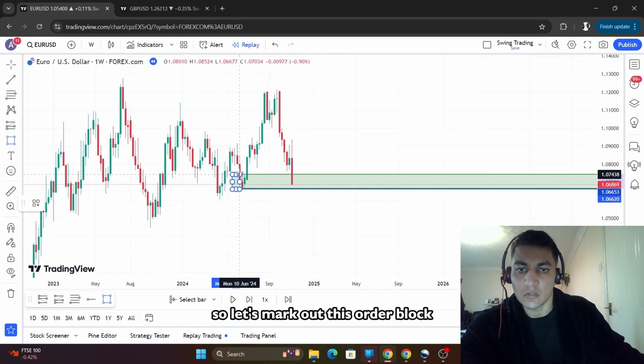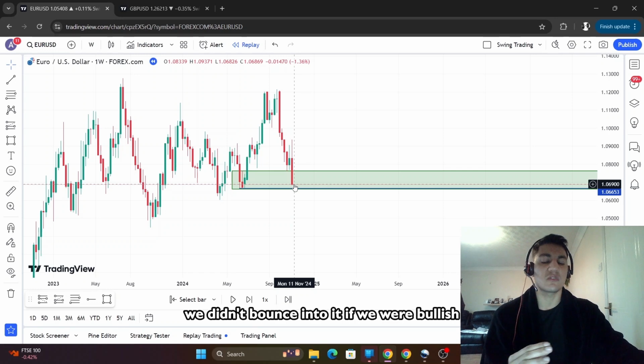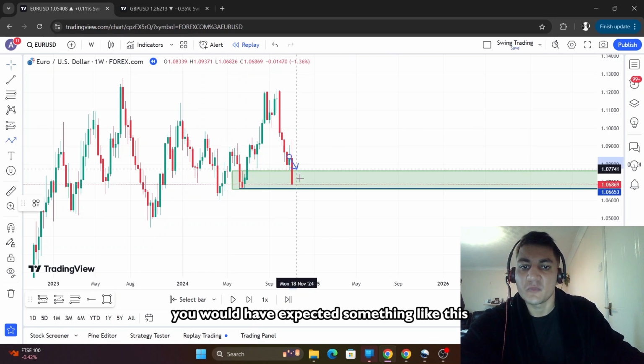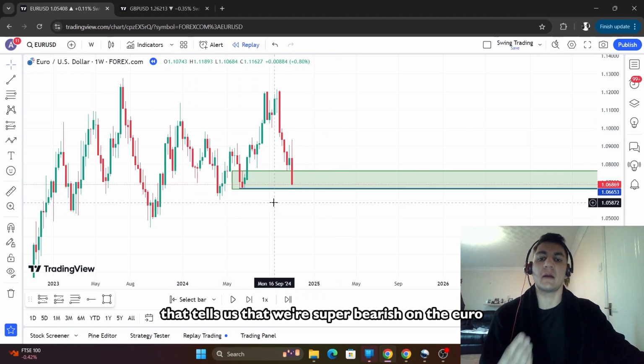So let's mark out this order block. The last down close candle before the up move. You see how price closes right through it. No respect whatsoever of the order block. We didn't bounce into it. If we were bullish, you would have expected something like this, a retracement off. We didn't get any of that. That tells us that we're super bearish on the euro.